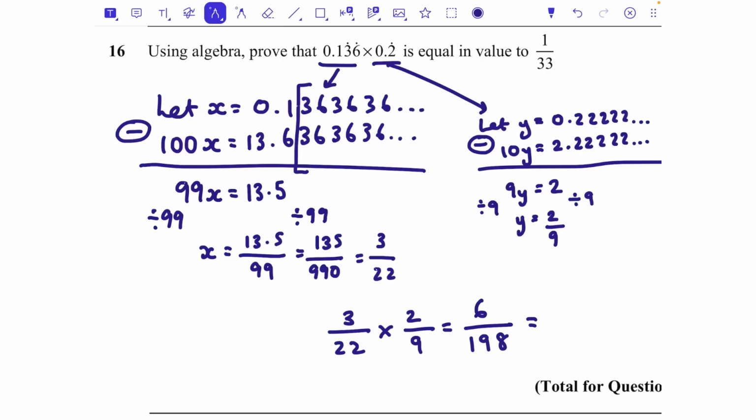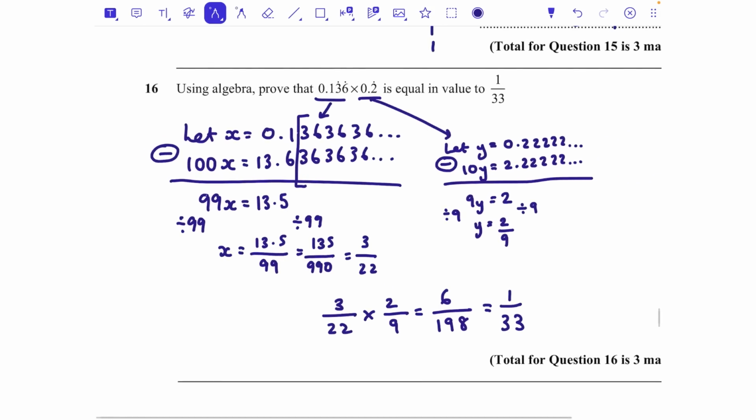I'm going to trust and hope that that comes down to the answer that they've given me. We love a show that question, and it does indeed. So I'm just going to write equals 1 over 33. Checked it in my calculator that it did simplify to that. And there we go, 3 marks.